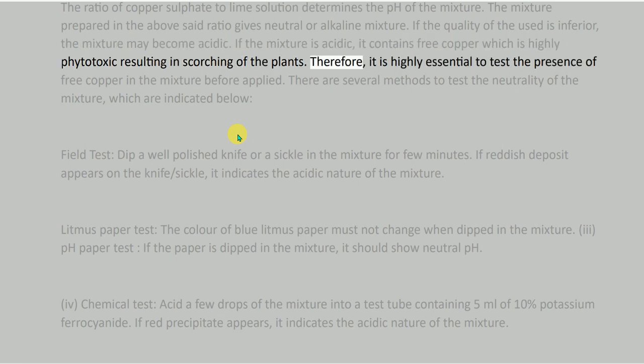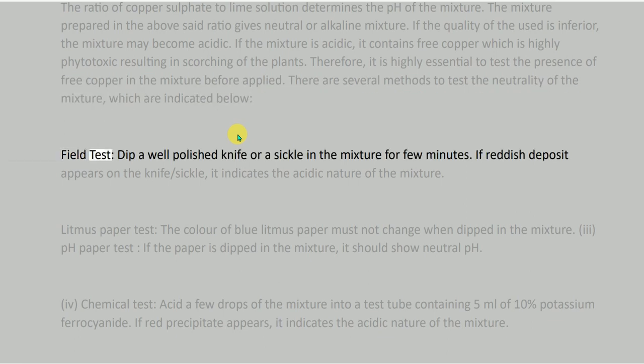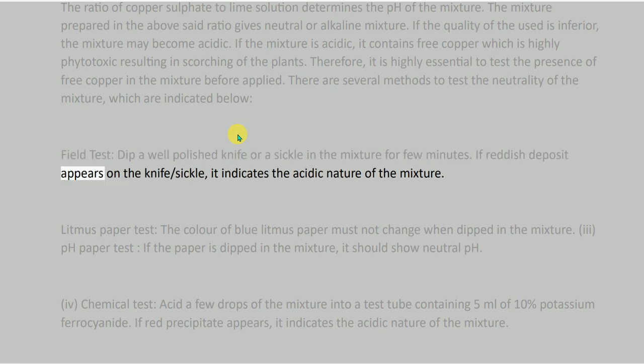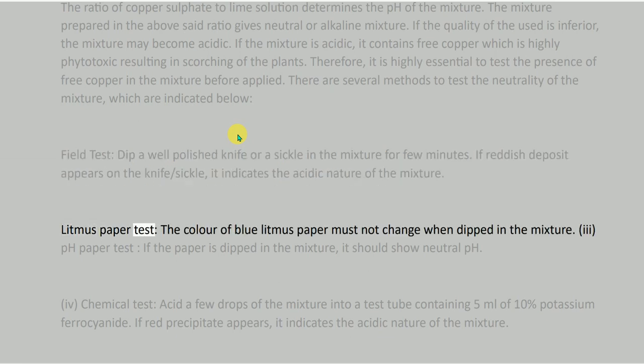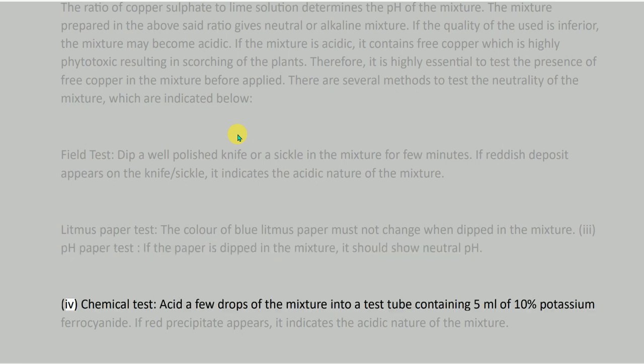There are several methods to test the neutrality of the mixture, which are indicated below. 1. Field test: dip a well-polished knife or a sickle in the mixture for a few minutes. If a reddish deposit appears on the knife or sickle, it indicates the acidic nature of the mixture. 2. Litmus paper test: the color of blue litmus paper must not change when dipped in the mixture. 3. pH paper test: if the paper is dipped in the mixture, it should show neutral pH. 4. Chemical test: add a few drops of the mixture into a test tube containing 5 ml of 10% potassium ferrocyanide. If a red precipitate appears, it indicates the acidic nature of the mixture.